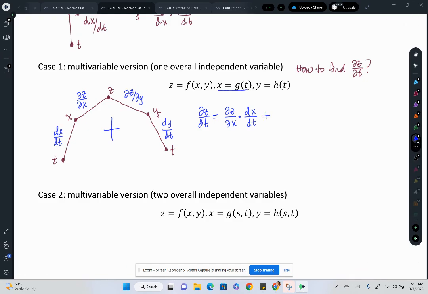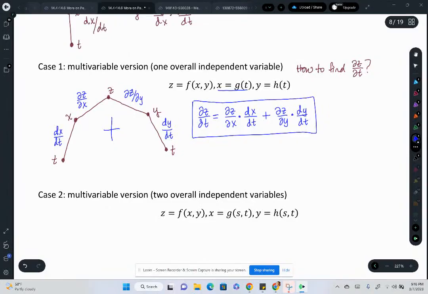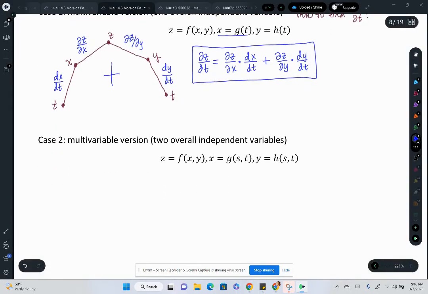The second branch says, in order to get down to t, taking derivatives, I have to start with ∂z/∂y, and then I go from y to t and collect dy/dt. So this is the full expression that we would have to calculate the parts for if we wanted to calculate ∂z/∂t.